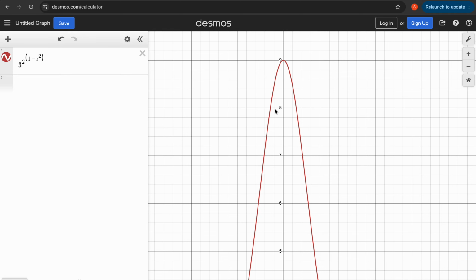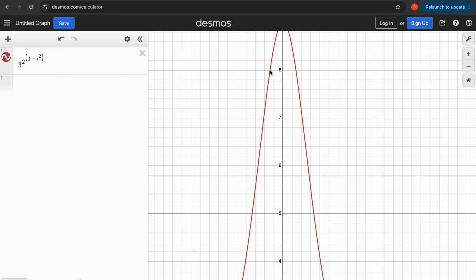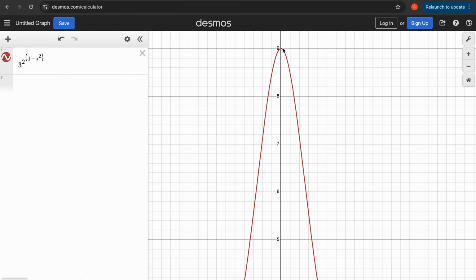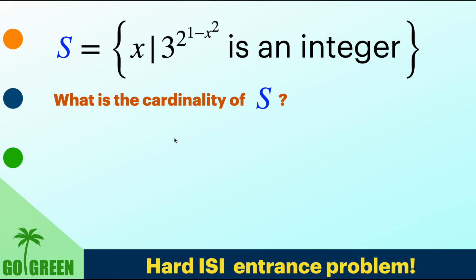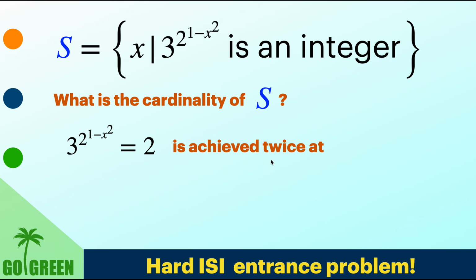So it takes all the values, but we also understand that at this negative x it is taking 8. On the right also it is taking 8. So everything except 9, the values are taken twice, once at minus x and another time at plus x, because of the symmetry, because the function is even. Now going back to the calculation. 3 to the power 2 to the 1 minus x square takes the value 2, where it is achieved twice actually, at x and at minus x. That is what we have seen on the graph.